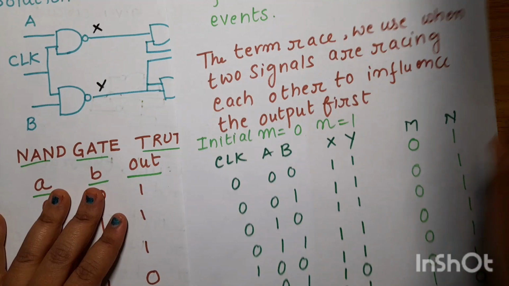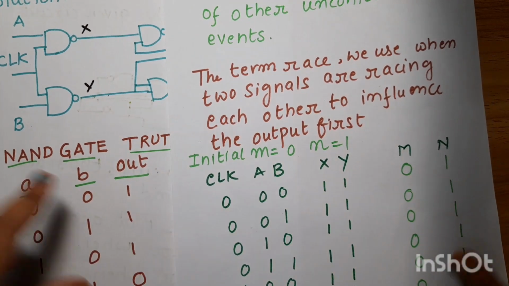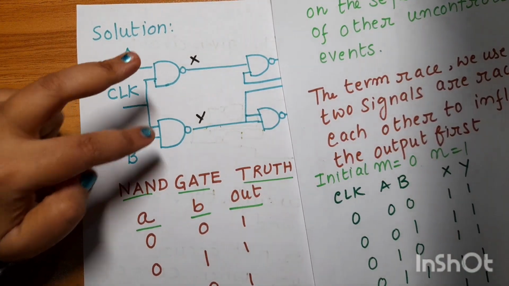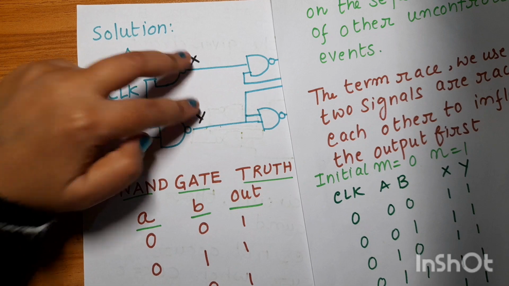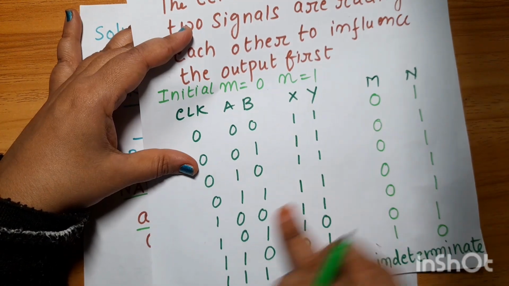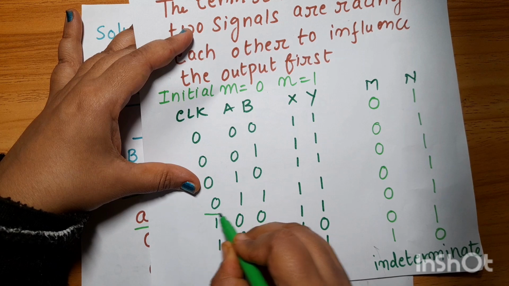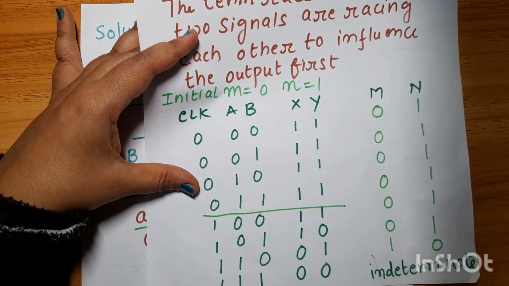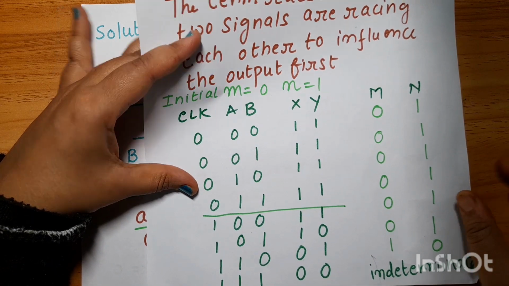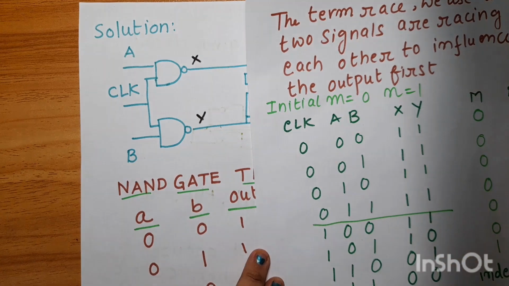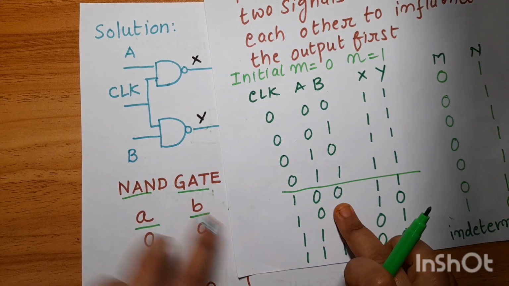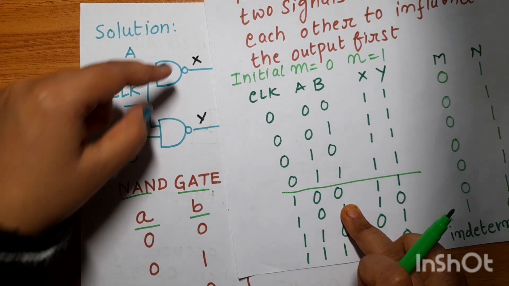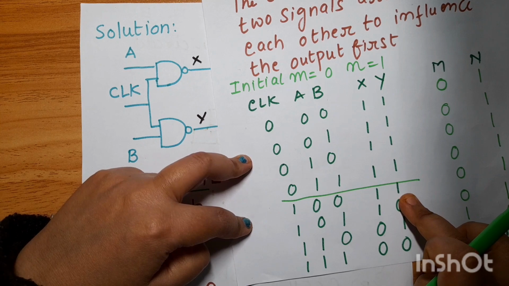Now when the clock is 0, for both these NAND gates, one of the inputs is 0. So output would be 1. So X and Y is 1. Till this point, when the clock is 0, X and Y are 1. You understood, hopefully. Now when the clock is 1 and AB is 0 0, then also one of the inputs is 0. So both X and Y would be 1, 1.